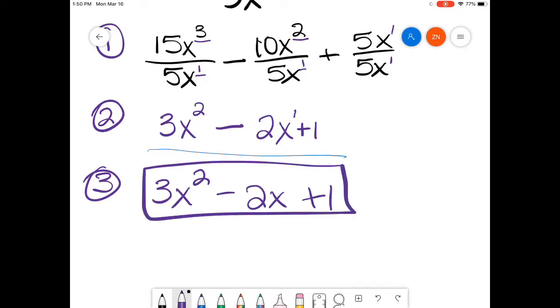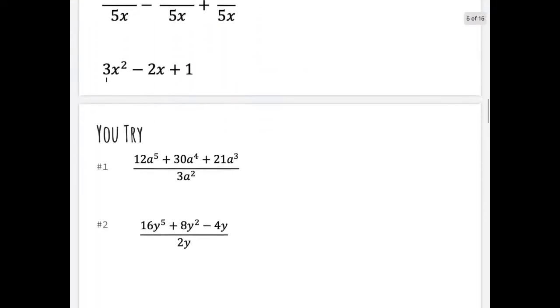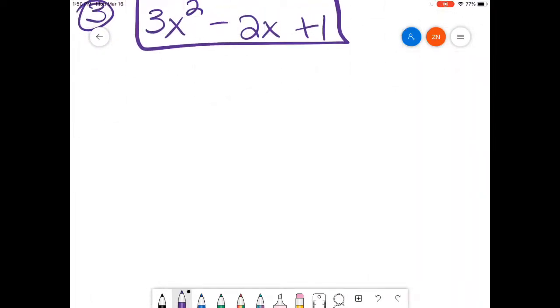Okay, so take a look at these example problems here. Number 1 and number 2, give them a try, pause the video, and then check your work when you're done. All right, let's see if you were correct.